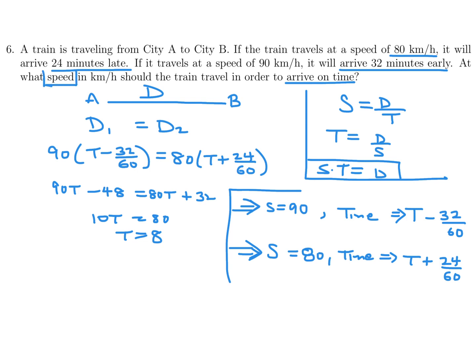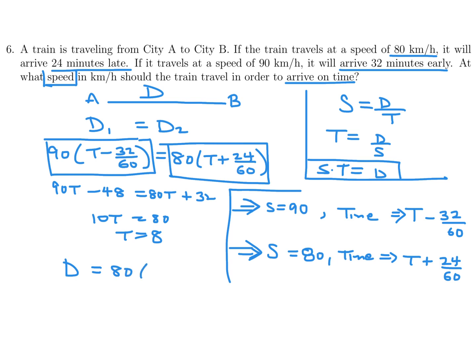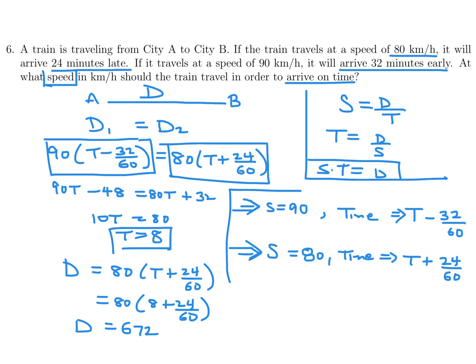So I'm not done here. I've got to calculate speed here. To calculate speed, where do I go from here? I need to first know the D. So the distance, I guess I can put it in any one of these, and the distances are the same. So 80 times T plus 24 over 60. And then T is 8, so if I plug that in there, it would be 8 plus 24 over 60. And this crunches out to 672. Okay, great. So I've got T, I've got D.